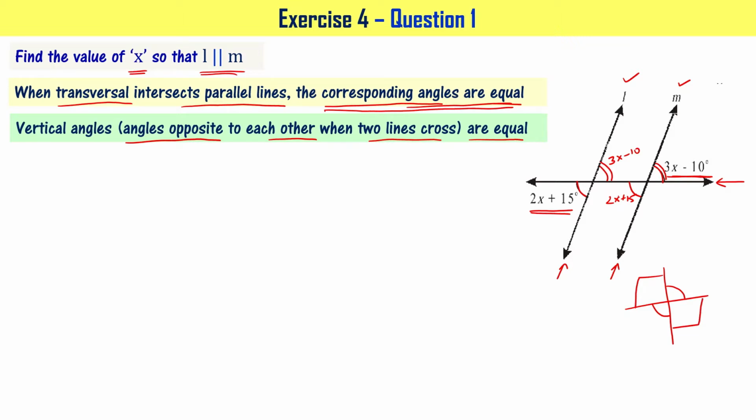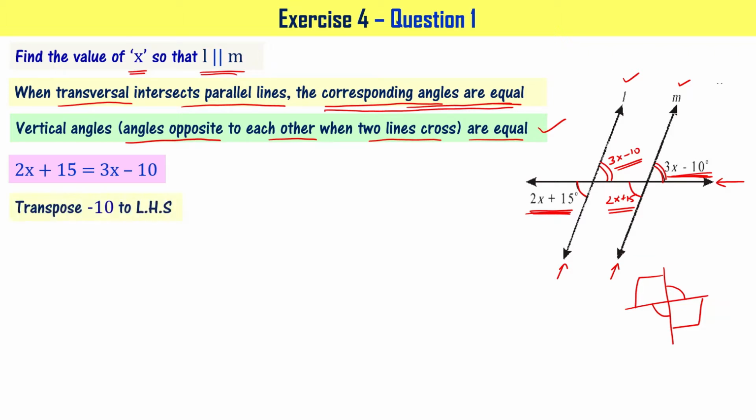As per this, if you look at this, 2x plus 15 and 3x minus 10 are vertical angles. Here also, 2x plus 15 and 3x minus 10 are vertical angles, right? As per the second statement, those two are equal. It means 2x plus 15 equals 3x minus 10. Let's write that. We have to solve this equation to find the value of x. To do that, let me transpose minus 10 to the left hand side. When I do that, it becomes plus 10, right? So let me write the equation now as 2x plus 15 plus 10 equals 3x.